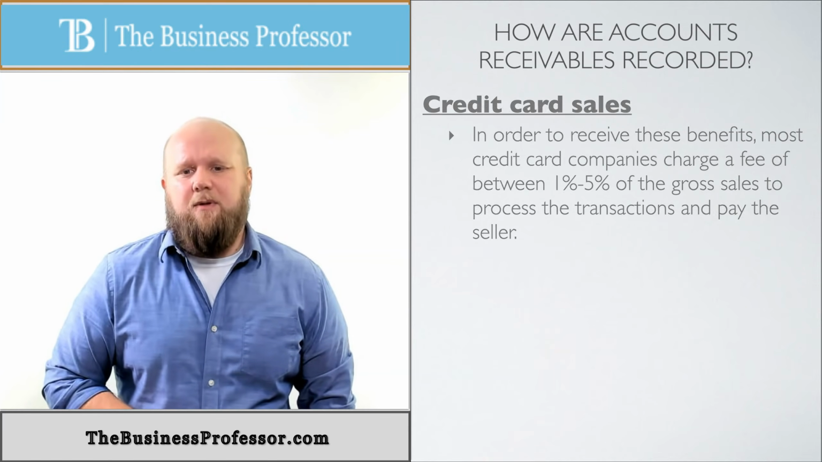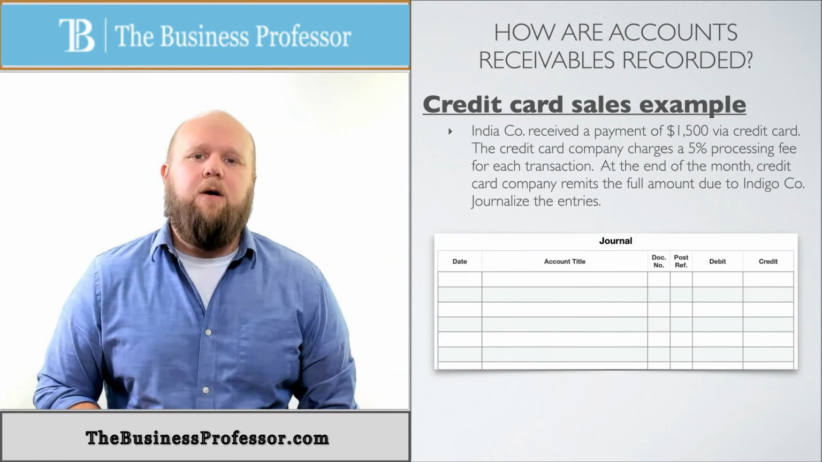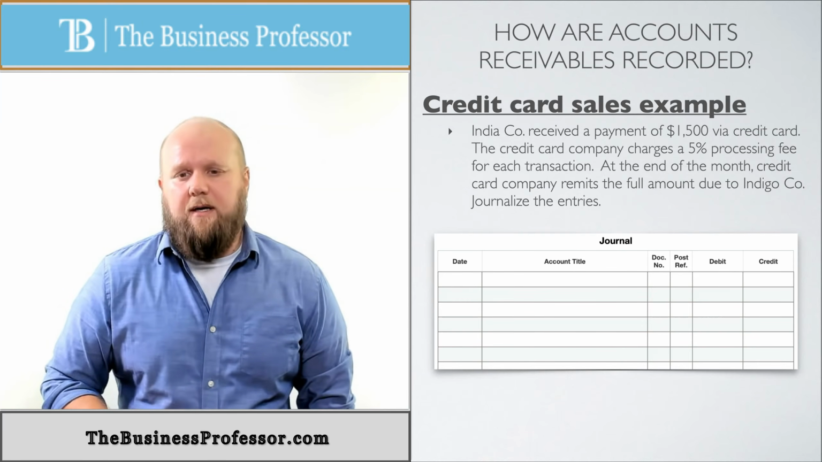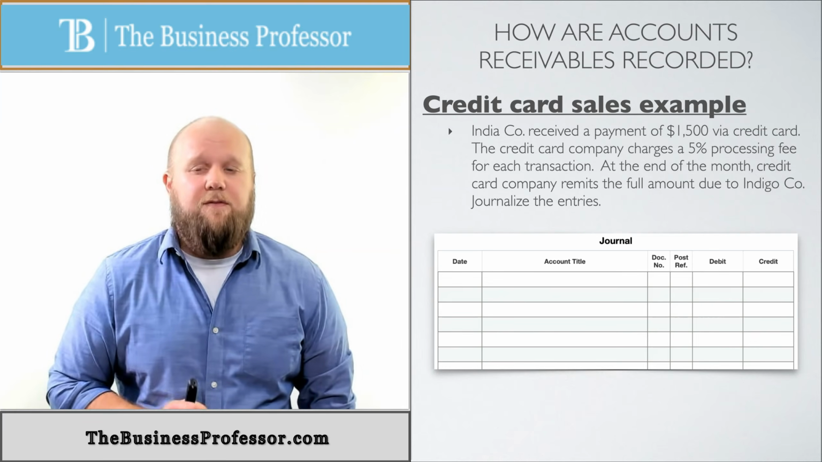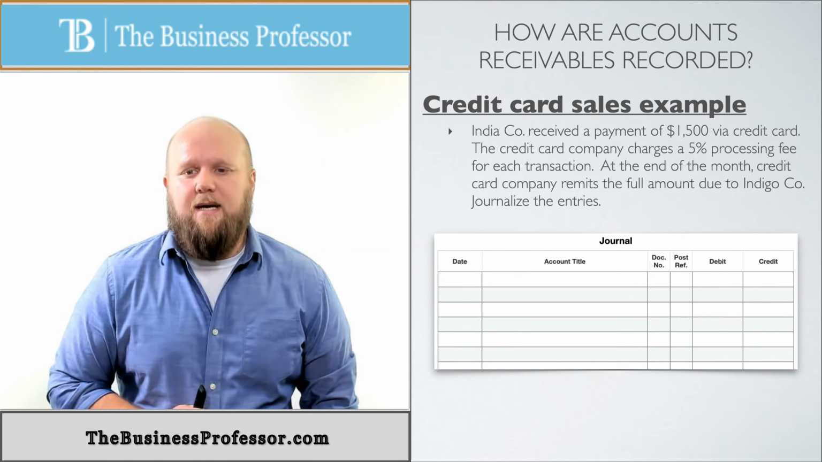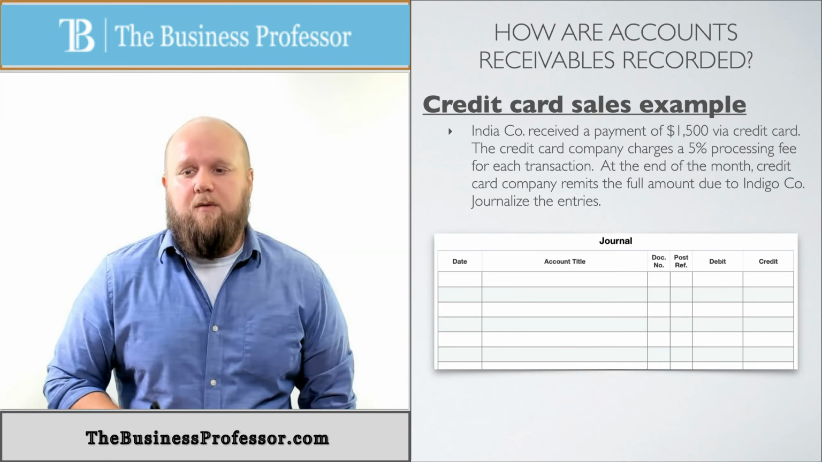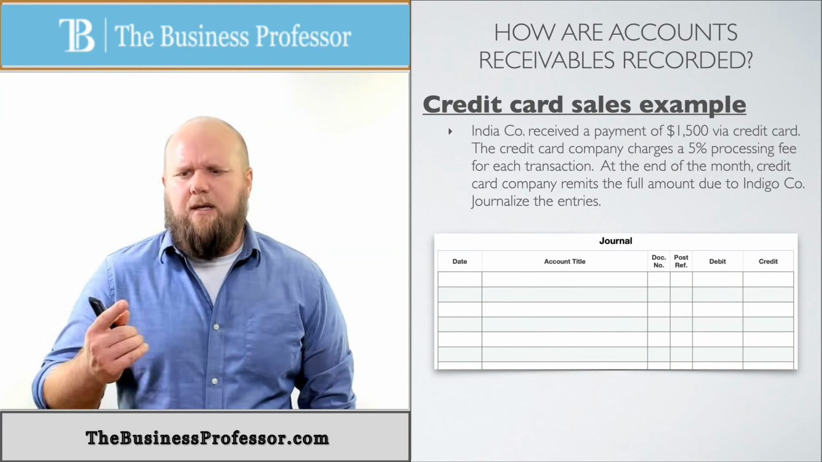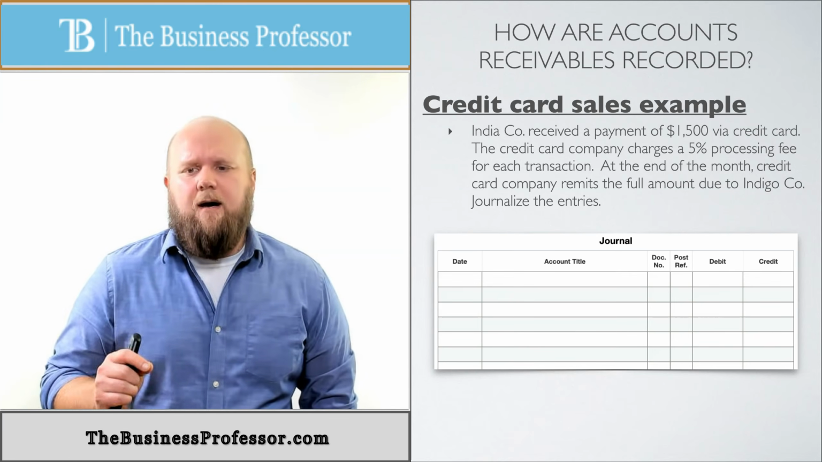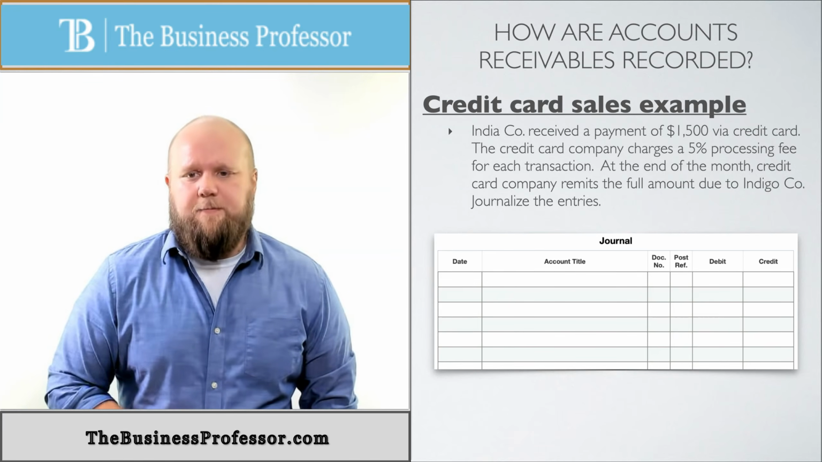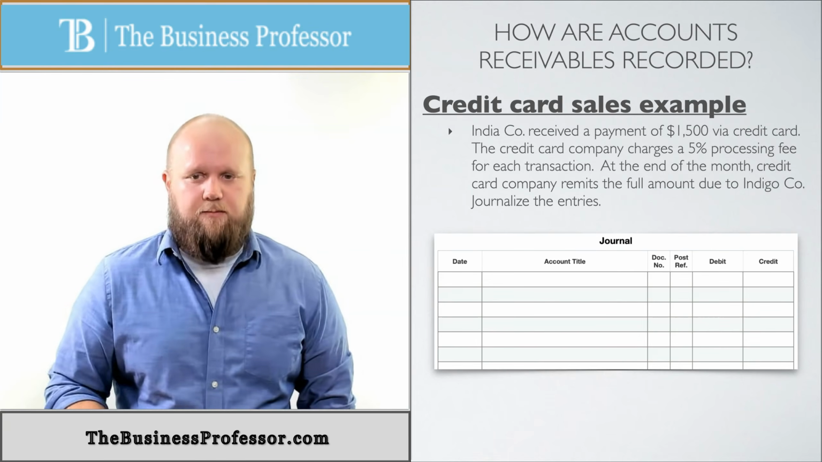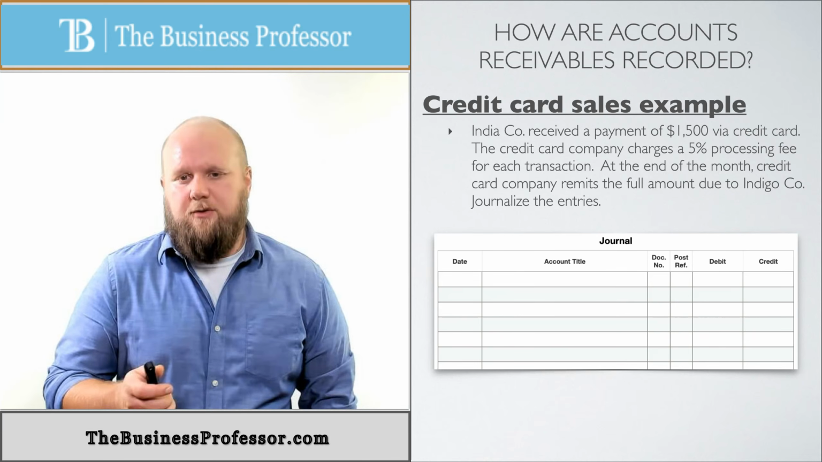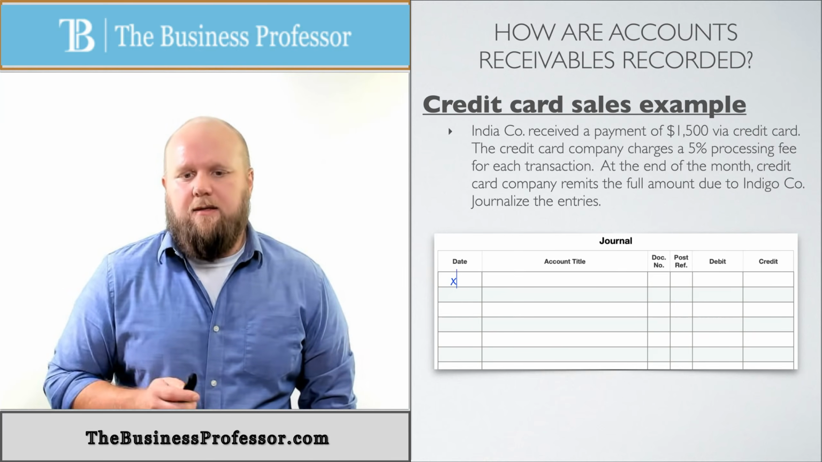So let's look at an example of how we would do the journal entry for a credit card. Indigo Company received a payment of $1,500 via credit card. The credit card company charges a 5% processing fee for that transaction. At the end of the month, the credit card company remits the full amount due to Indigo Company. It should say Indigo, I must have mistyped that. Journalize these entries. So the first one is we received this payment of $1,500 via credit card. So that means we sold something that our customer has used a credit card to pay. So let's go ahead and start that.